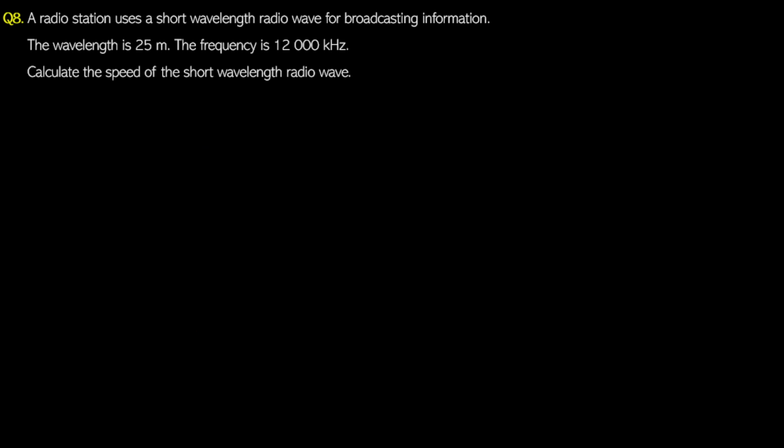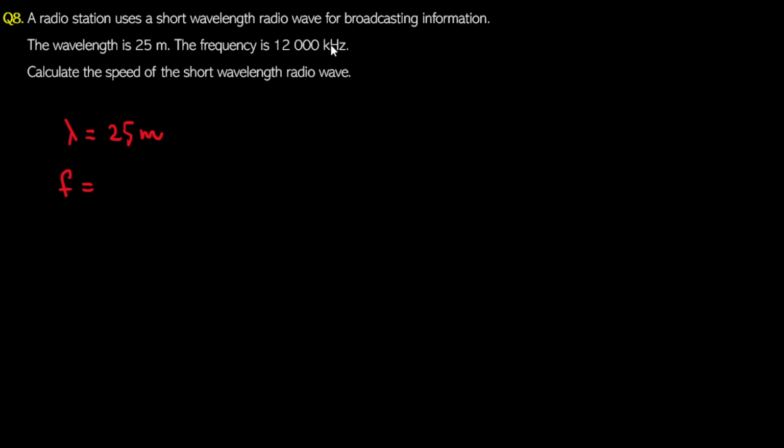A radio station uses a short wavelength radio for broadcasting information. The wavelength is 25 meters. So write down what you know: 25 meters, and the frequency is 12,000 kilohertz.